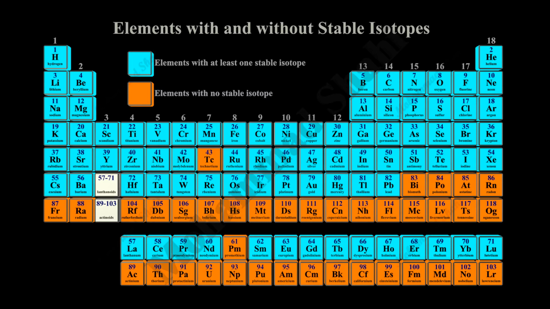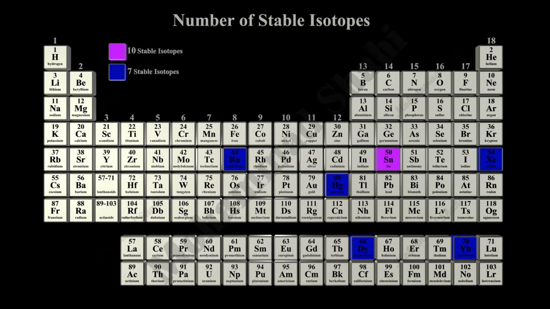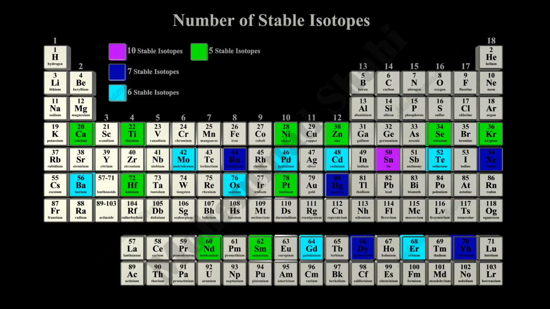One element, the element tin with symbol Sn and atomic number 50, has 10 stable isotopes, the highest number of stable isotopes that any element has. 5 elements have 7 stable isotopes each. 8 elements have 6 stable isotopes each. 10 elements have 5 stable isotopes each.